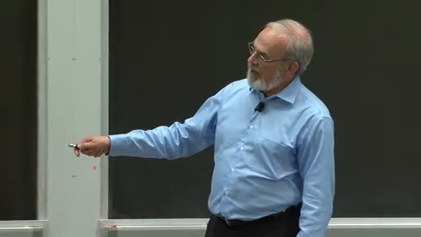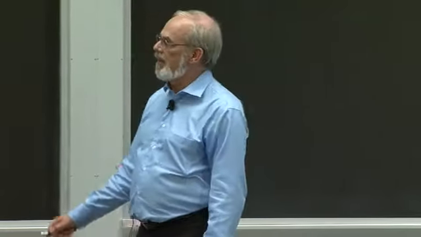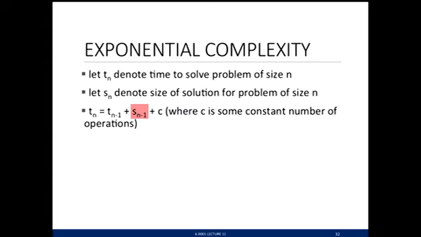The amount of time it takes me to solve the problem of size n is the amount of time it takes me to solve the slightly smaller problem, that's the recursive call to gen subsets, plus the amount of time it takes me to run over that loop, looking at everything in smaller and adding in a new version, plus some constant c, which is just the number of constant steps inside that loop.